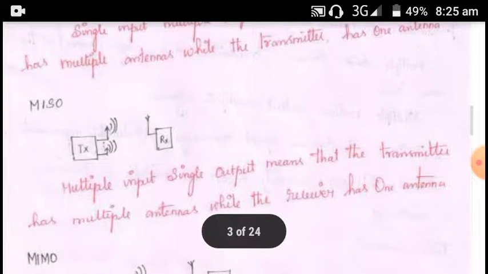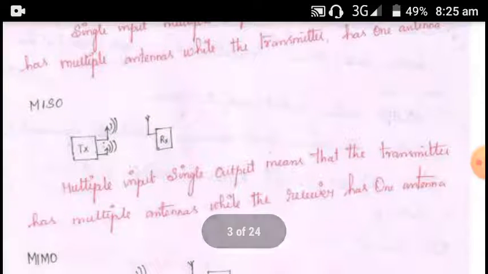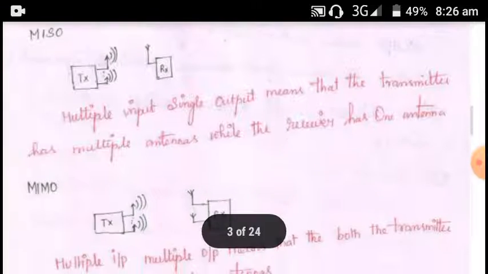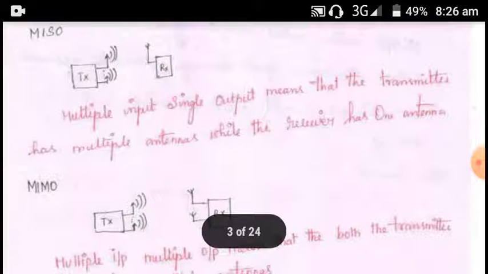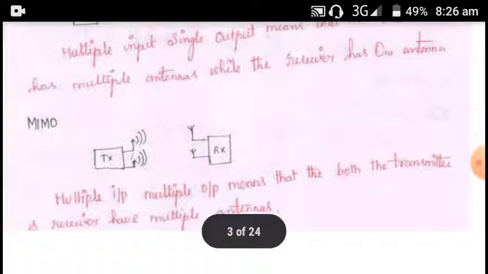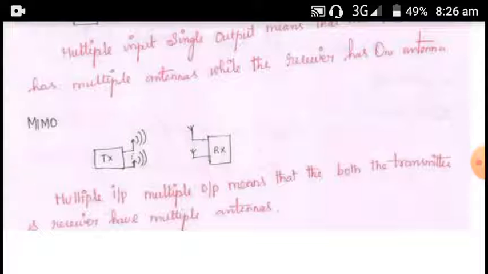Okay, so next one, multiple input, single output. What about it? There will be multiple transmit antenna elements and one receive antenna. Okay, then multiple input, multiple output. So there will be two or more transmit antenna elements and two or more receive antenna elements.